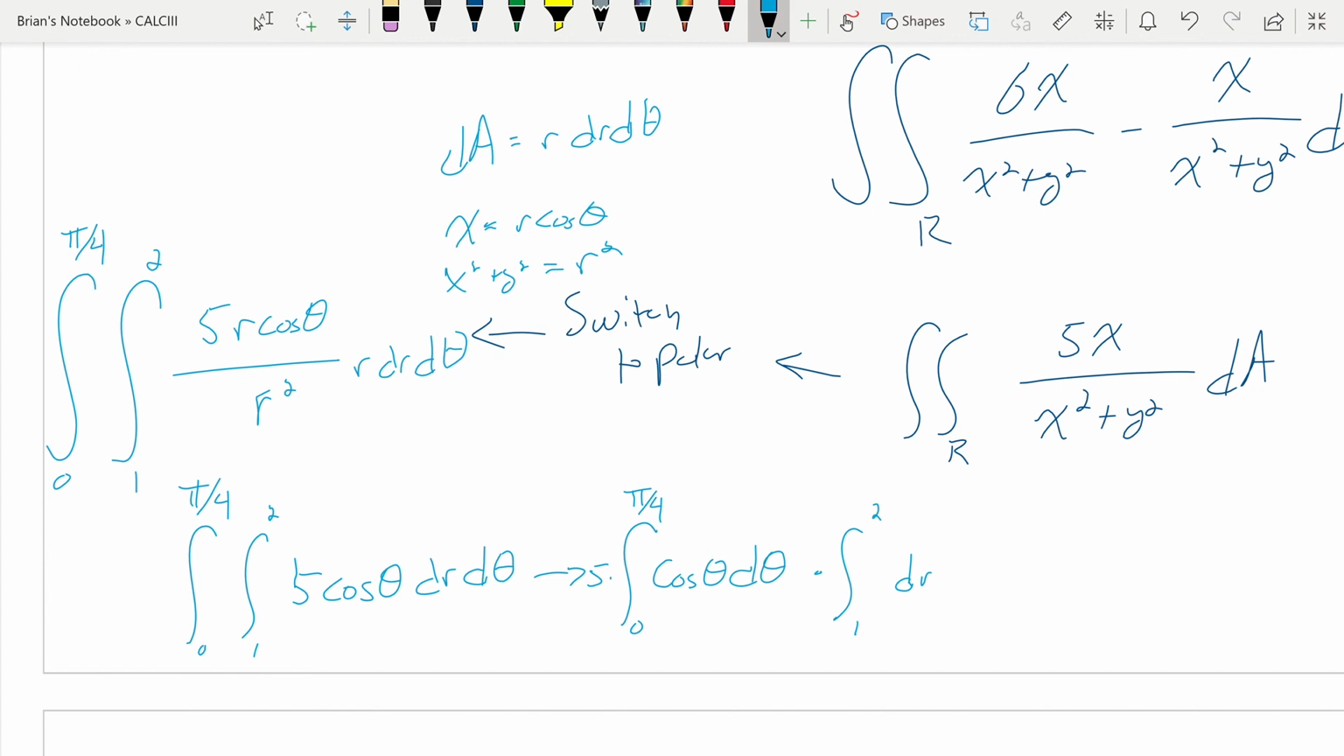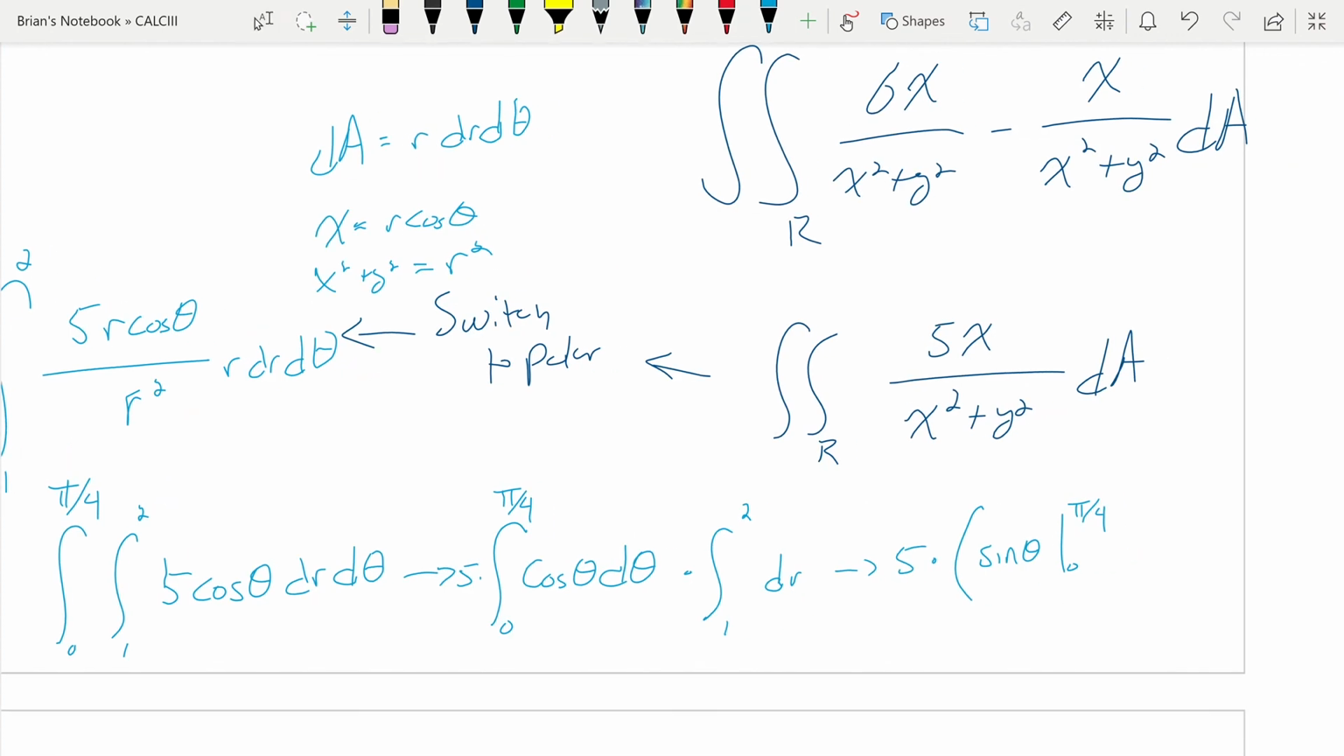So if we evaluate this further, we'll just be evaluating sine of theta. Well, we'll have a 5 times everything. I'm always forgetting that. 5 times everything, which is sine of theta, evaluated from 0 to pi over 4, times the second integral, which is just r evaluated from 1 to 2.